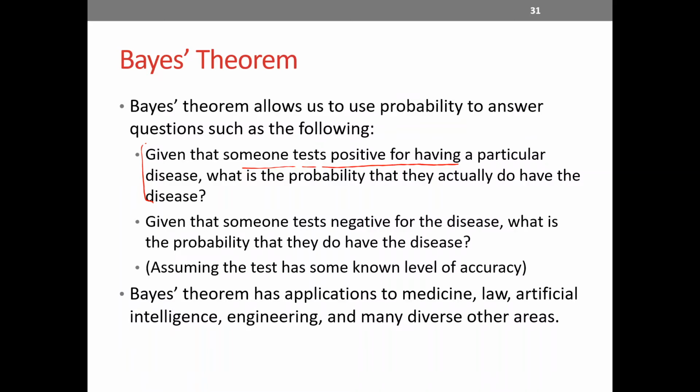Or given that someone tests negative for a given disease, what is the probability that they do have the disease, right? Because the test has some known level of accuracy. We cannot completely rely on that test. And so we really need to know what is the probability that I actually have or do not have that disease, right? So questions like these are answered using Bayes' theorem, and it has applications in medicine, as you can see, law, AI, engineering, and other diverse areas.